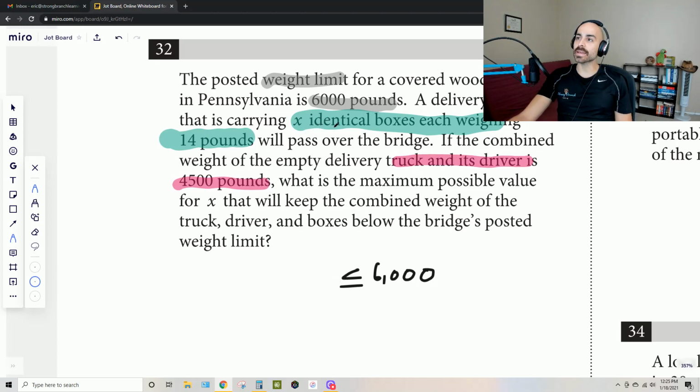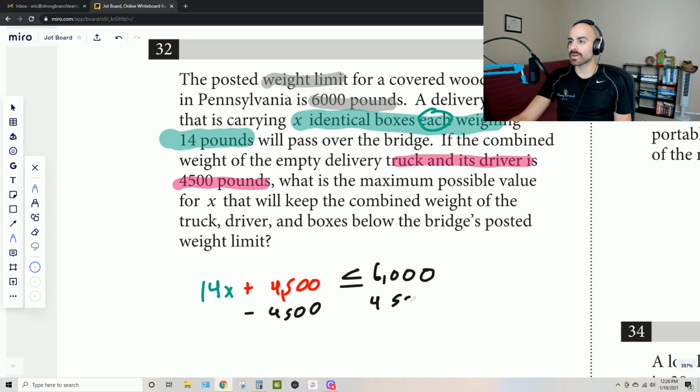We know that it's x identical boxes, each weighing, key word here, because we know that that means that we are dealing with a rate. So that means we want to see something times something else. So that's why it's going to be 14x. And we're now going to be adding that to what the truck and the driver already weigh, which is 4,500. And now all we've got to do at this point is get x by itself. We can do that by first subtracting 4,500 from both sides, minus 4,500. You subtract that, and then we will end up with, what, 1,500? And then now we have 14x is equal to 1,500.